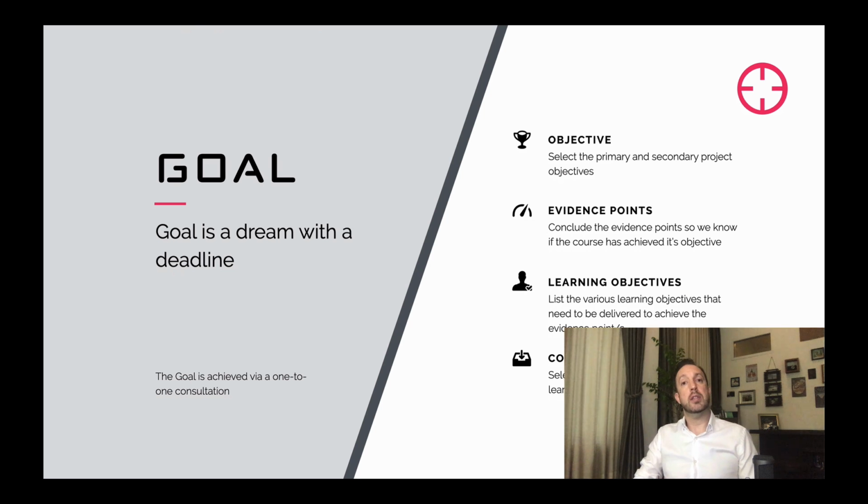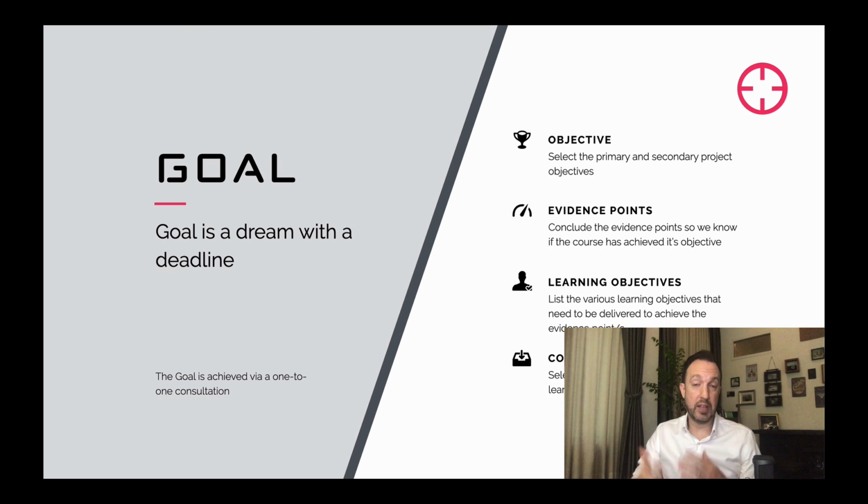Then we would go a step back from that, so it's all about reverse engineering. In instructional design, we call this backwards design, which is a really terrible phrase, but there you go. And then we look at what are the learning objectives we need to deliver to achieve that.